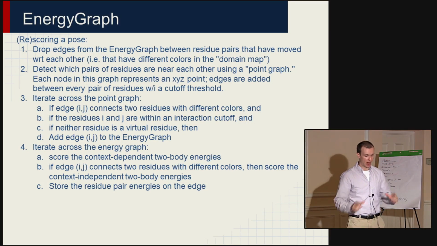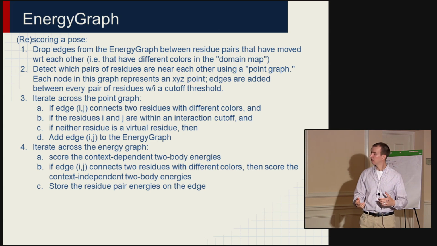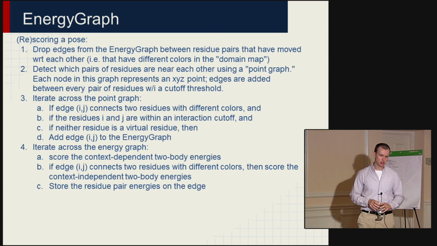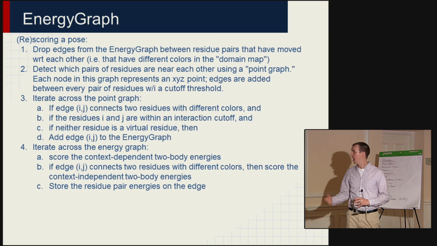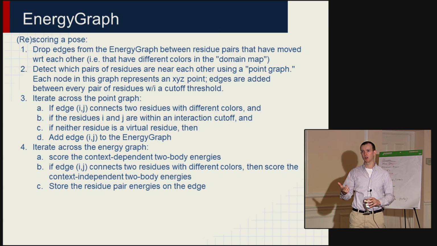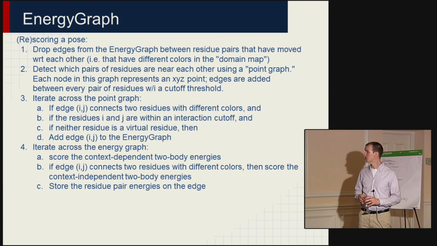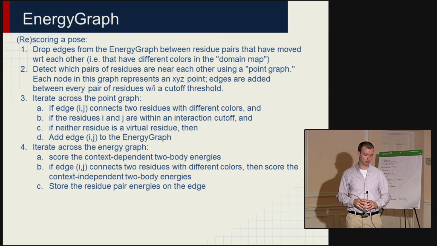Okay, so after you've thrown out all of the old edges, all the ones whose energies need to be recalculated or are no longer accurate, then you figure out which pairs of residues are near each other. There's a point graph that's used to find neighbors. Each node in this graph represents an XYZ coordinate, a point, and you have a distance threshold that you use to figure out whether two nodes are close enough that they would have an edge, that they would interact. Then you put an edge in this point graph for every pair of vertices that satisfy that property.